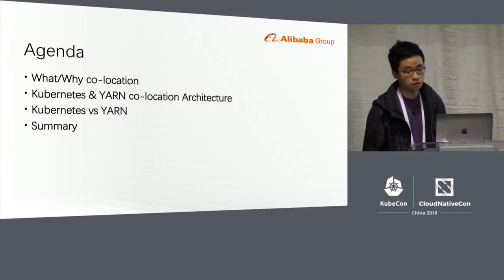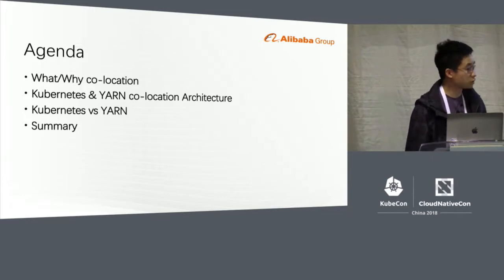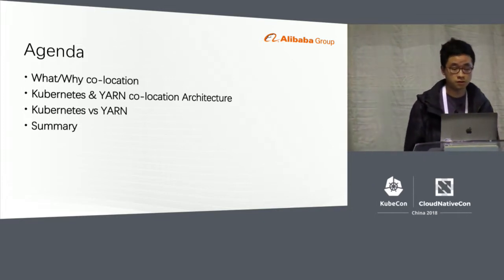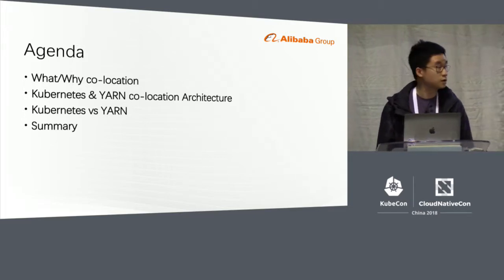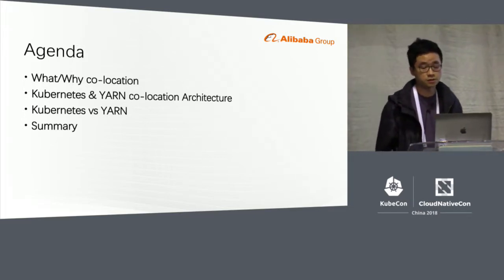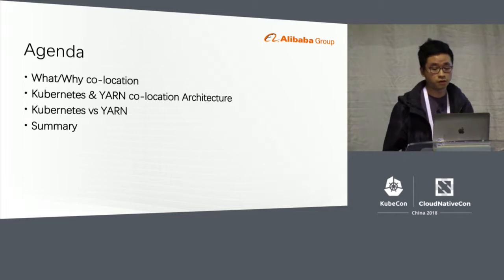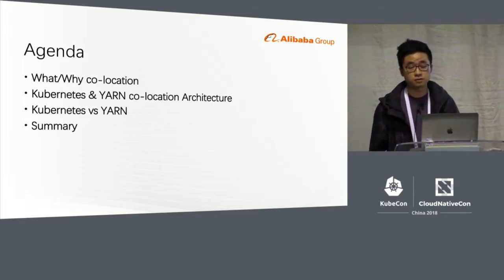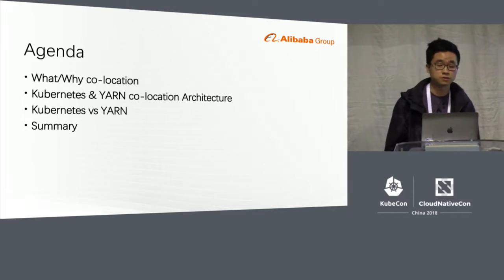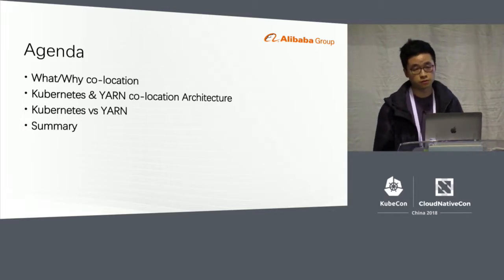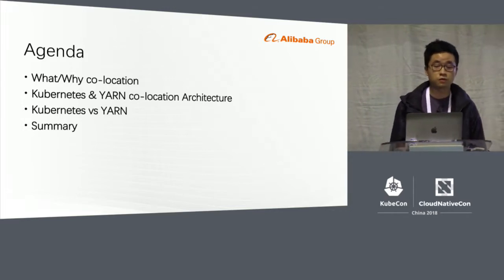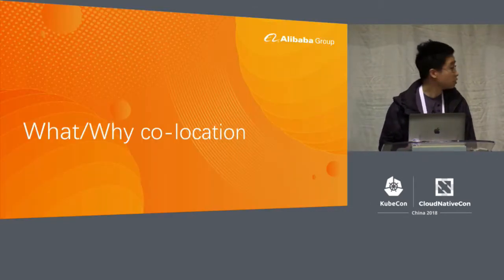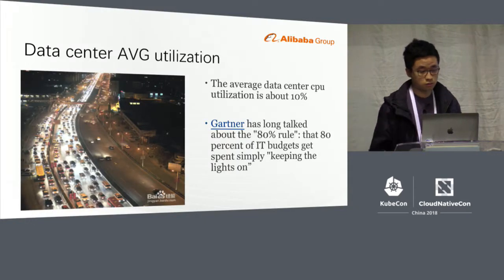So today I'm going to talk about the what and why of co-location, and why Alibaba wants to do this. Then I want to talk about the architecture based on Kubernetes. Then, based on my past experience, I would like to talk about the hybrid architectures of Kubernetes and YARN, and the advantages and disadvantages of online and offline dispatch. Lastly, I will summarize these two different platforms.